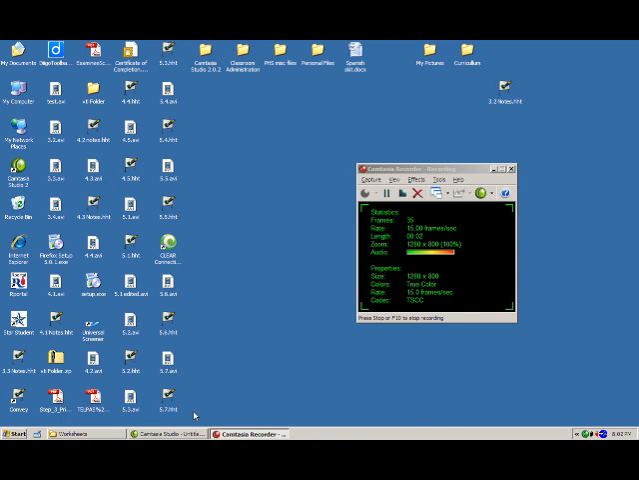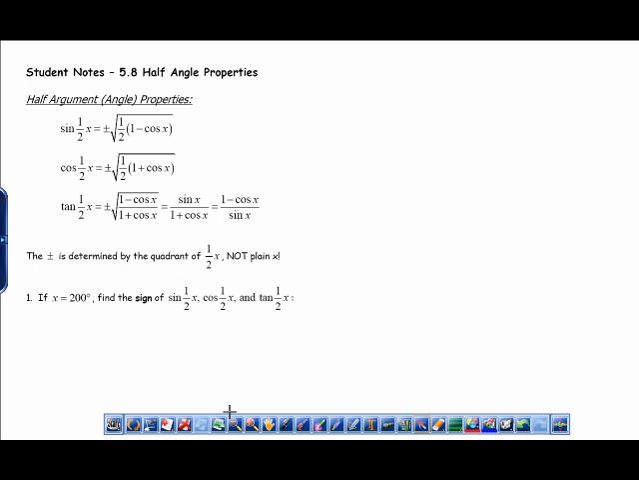Okay, so looking at video lesson 5.8, half angle properties. Now, if you really understood double angle properties, half angle properties are going to be really easy to understand, very similar. Obviously, it's half instead of double. So if you look at the properties here, they actually look somewhat similar.